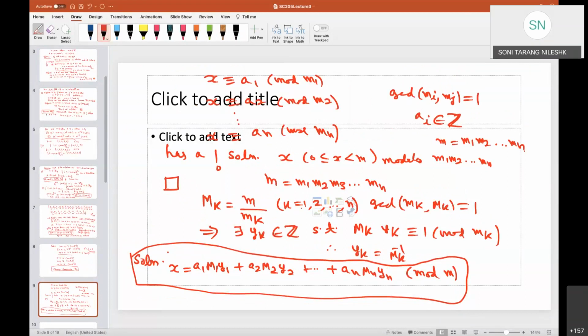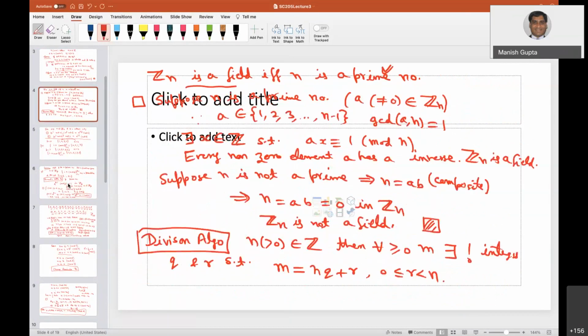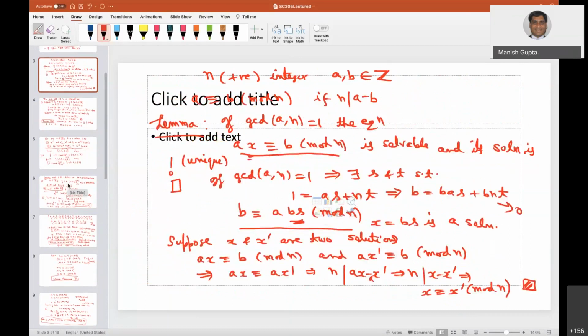Okay, and sir, from Mk equals M by mk, how did we imply that yk exists, yk belongs to Z such that it is the inverse of mk? Because GCD of mk and capital Mk is 1, I have used a previous result here. You see, this result here. If GCD of A and N is 1, then the equation Ax equal to B is solvable and the solution is unique, right? So yes, it exists. This result we have used here.